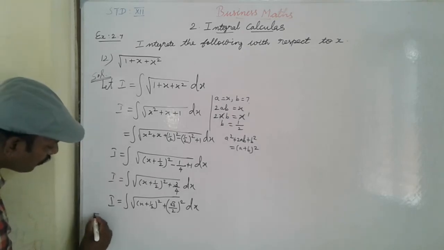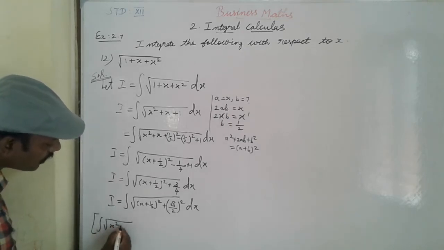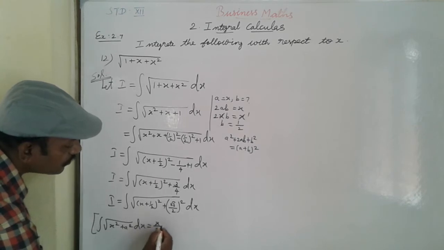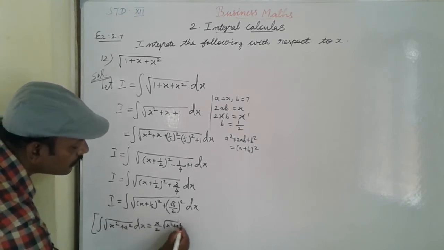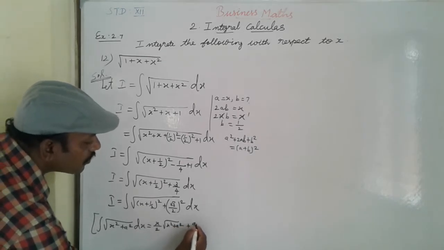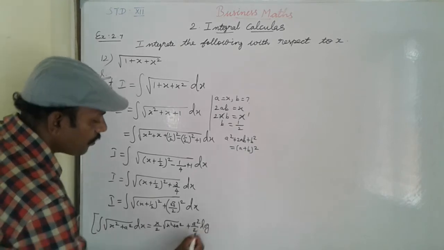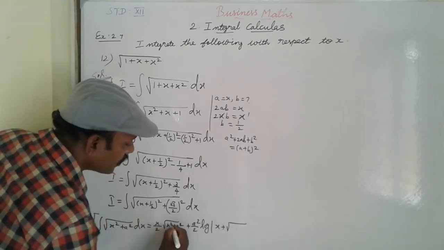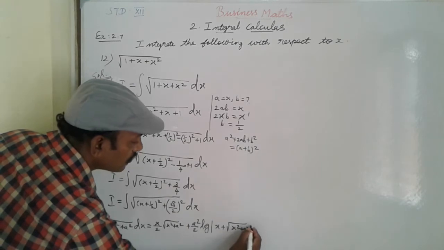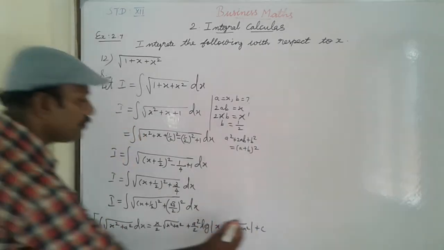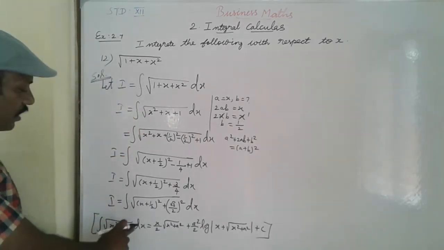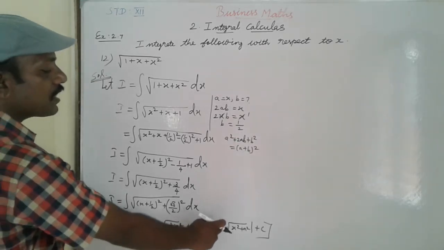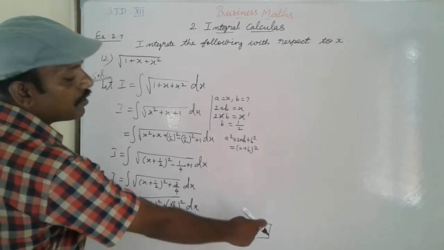We know the formula: integral of square root of x square plus a square into dx equal to x divided by 2 root of x square plus a square plus a square divided by 2 log of modulus x plus square root of x square plus a square plus c. That is the formula.